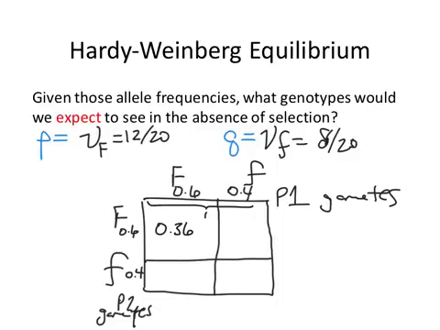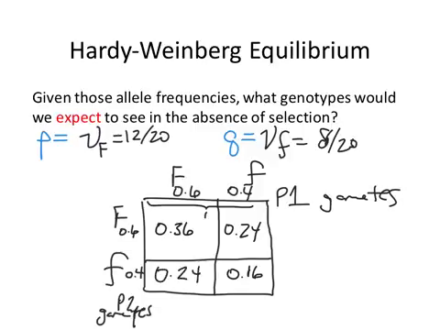What about the least common genotype? What's it going to be? Little f and little f together. 0.16. 0.4 times 0.4. Is that right? Yeah. Okay. So what's big F times little f? 0.24. And there's two of those.